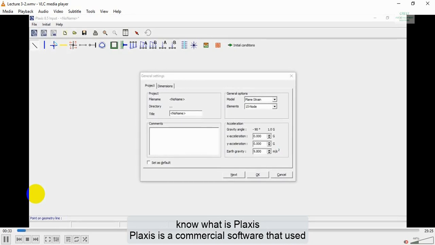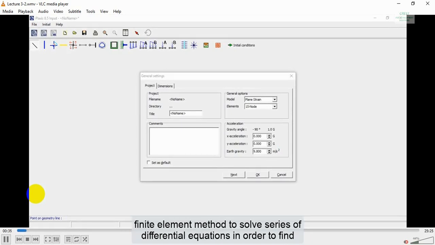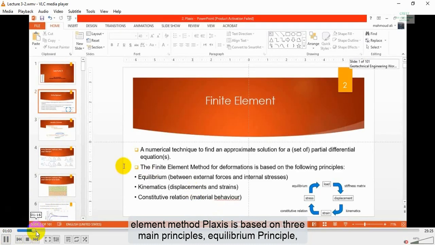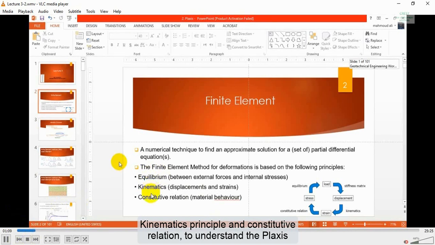Plaxis is a commercial software program that uses finite element method to solve a series of differential equations in order to find an approximate solution for complicated problems. As a finite element method, Plaxis is based on three main principles: equilibrium principle, kinematic principle, and constitutive relations.